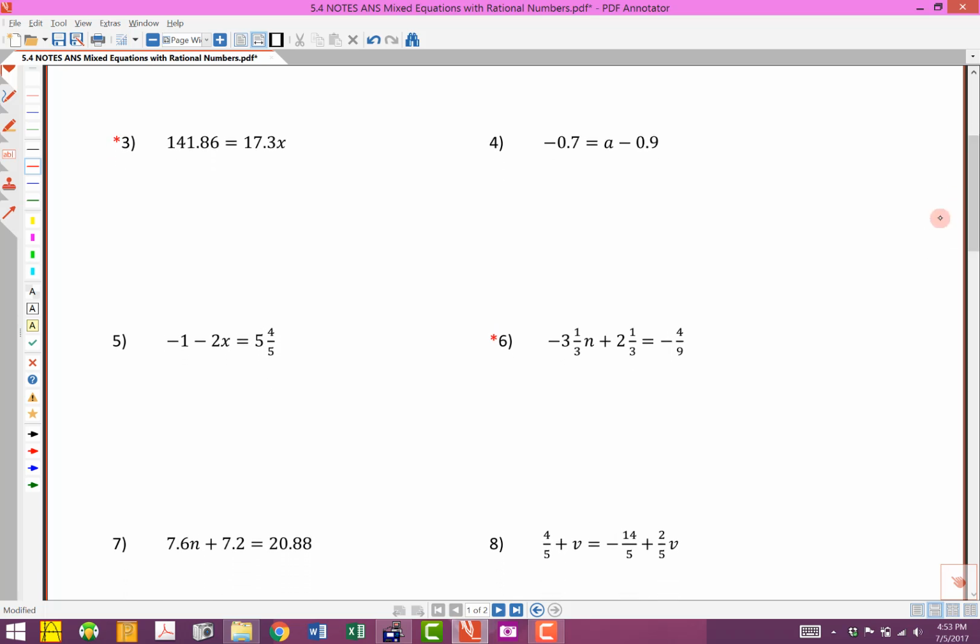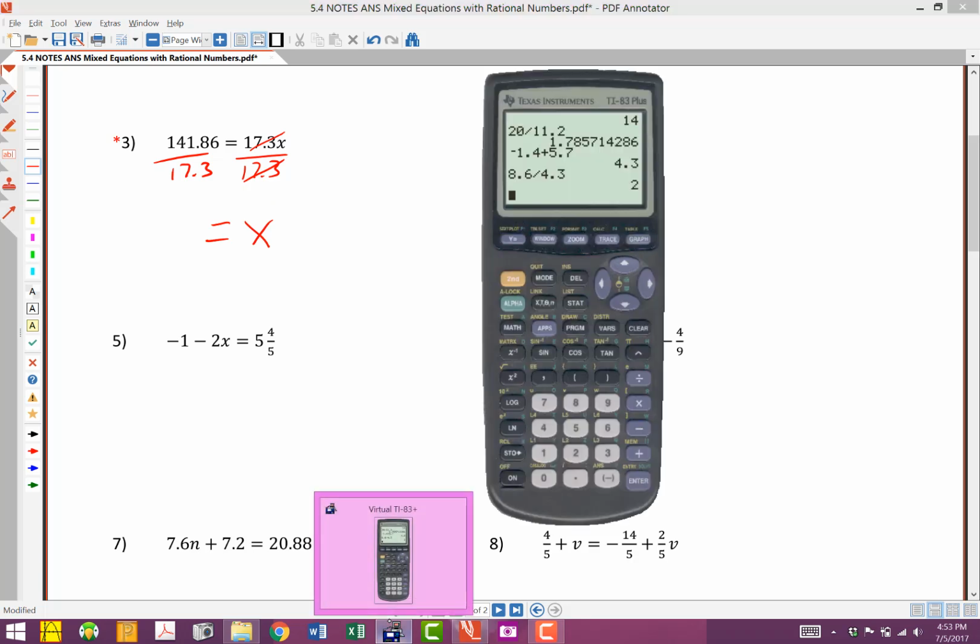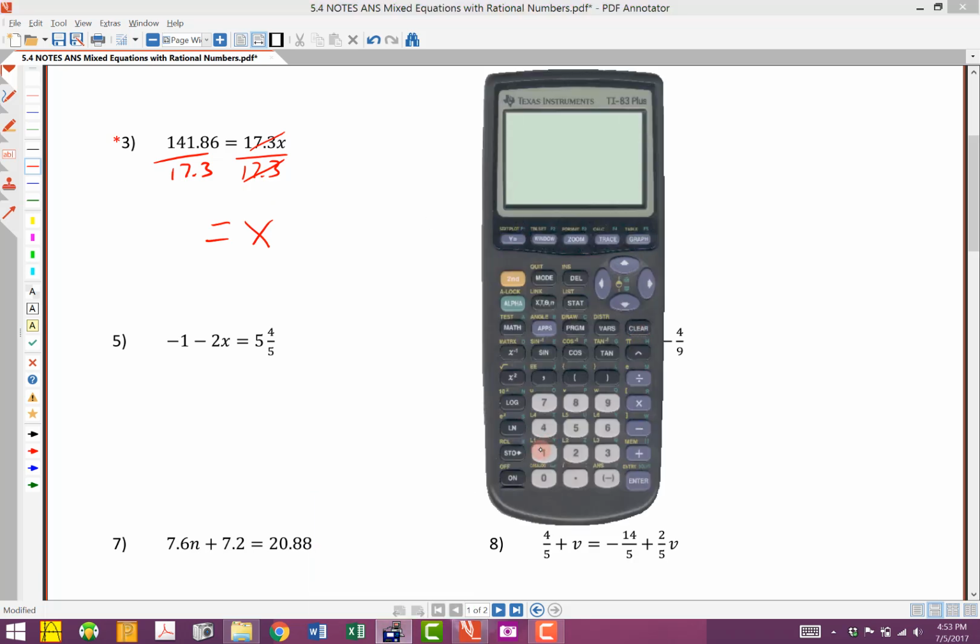So we're going to take a look at number three right here. This is 141.86 equals 17.3x. We want to get that variable by itself, so that's implied multiplication with the 17.3. So we're going to divide both sides by 17.3. Now notice that even though we're going to rely on our calculator to get the answer, we're still showing this much work. We're going to grab the calculator and see what we've got here.